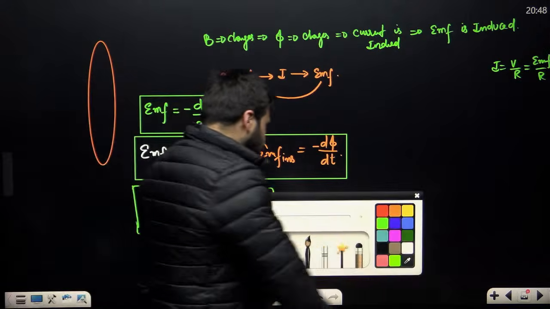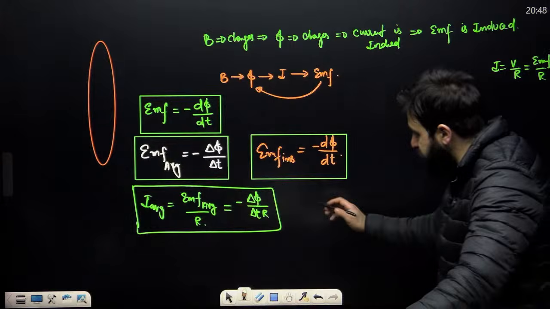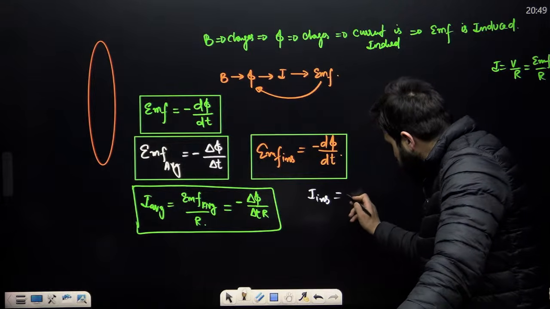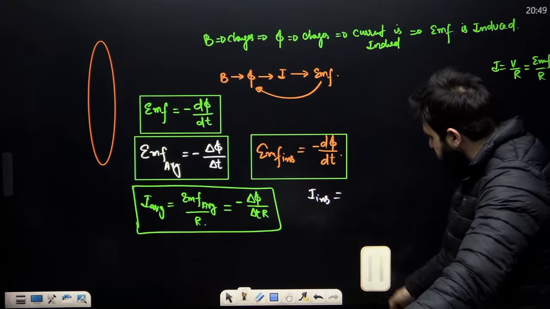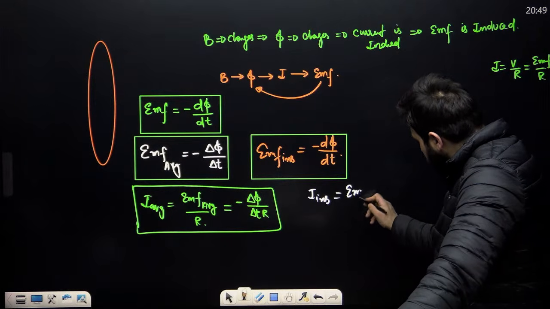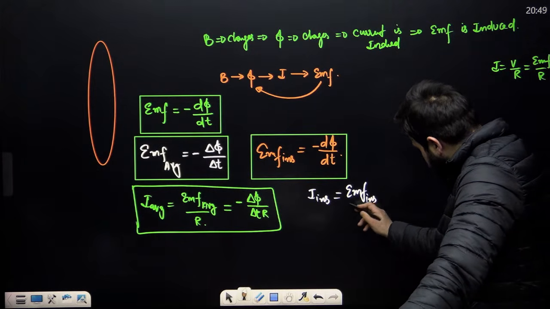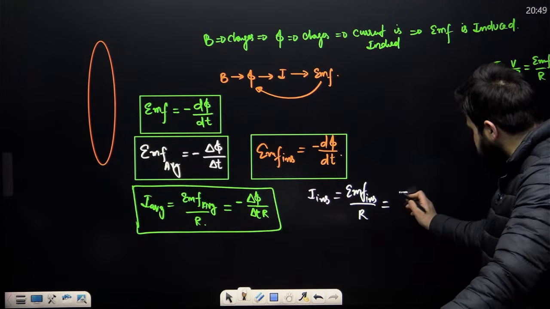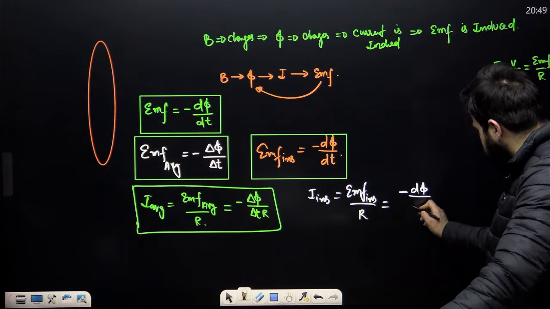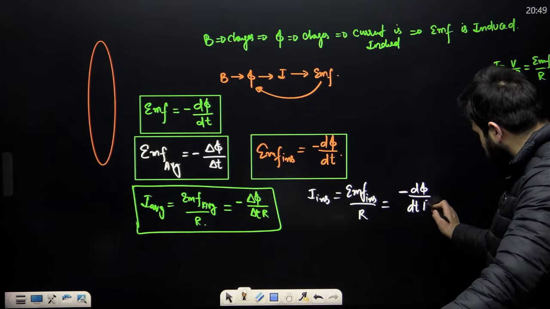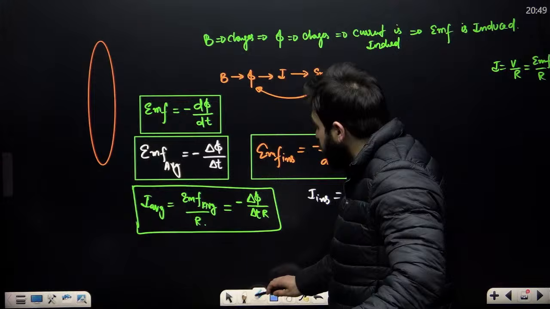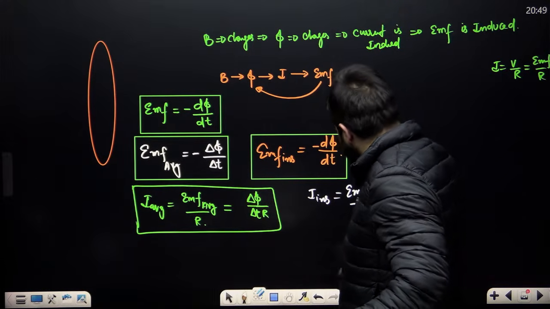If I ask what the instantaneous current will be, it is the instantaneous EMF divided by R. What is the instantaneous EMF? That is minus d phi divided by dt, so the current is minus d phi divided by dt into R. Okay, ignore the negative sign, just mention the magnitude of the current.